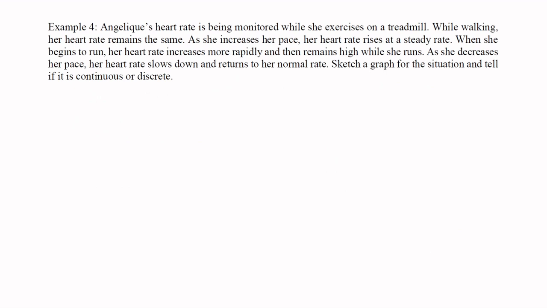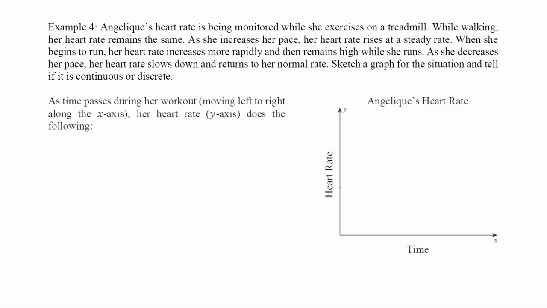In this example, Angelique's heart rate is being monitored while she exercises on a treadmill. While walking, her heart rate remains the same. As she increases her pace, her heart rate rises at a steady rate. When she begins to run, her heart rate increases more rapidly, then remains high while she runs. As she decreases her pace, her heart rate slows down and returns to her normal rate. We're going to sketch the graph for this situation and tell if it is continuous or discrete.